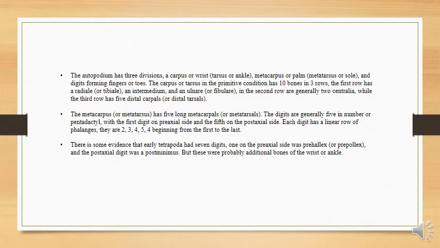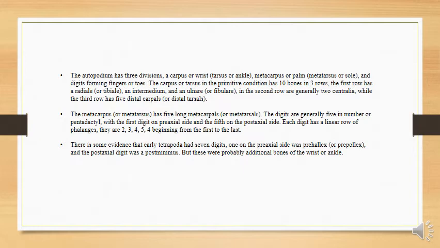The autopodium has three divisions: a carpus or wrist, metacarpus or palm, and digits forming fingers or toes. The carpus or tarsus in the primitive condition has 10 bones in 3 rows. The first row has a radiale, the intermedium and ulnare. In the second row are generally 2 centralia, while the third row has 5 distal carpals. The metacarpus has 5 long metacarpals.